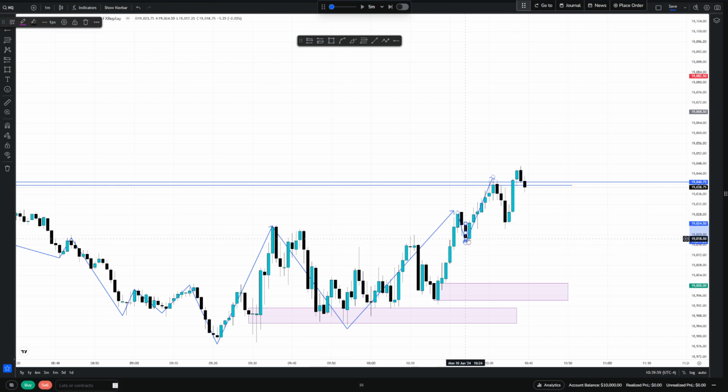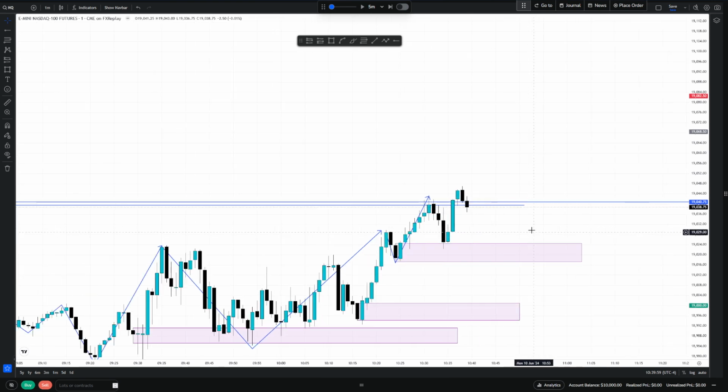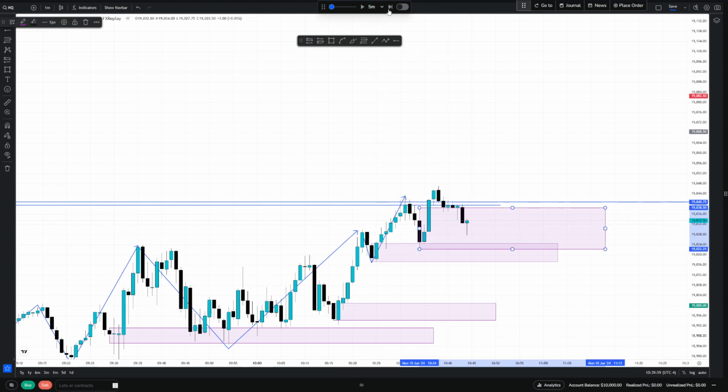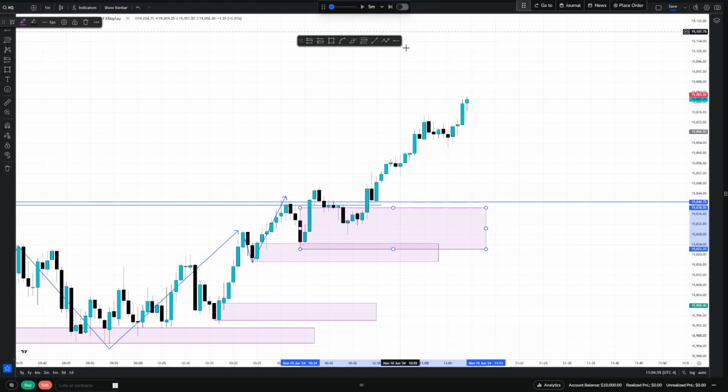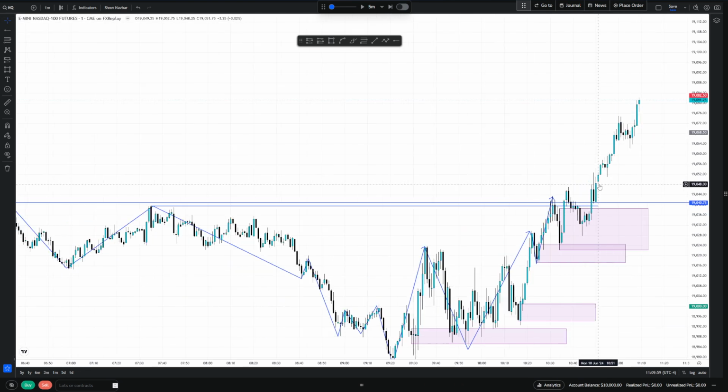What sits here? Your responsible order block, your last order block before you broke structure to the upside. So what does this turn into? This turns into your new responsible order block. We'll see if price holds it, and price holds it, and then there we go.